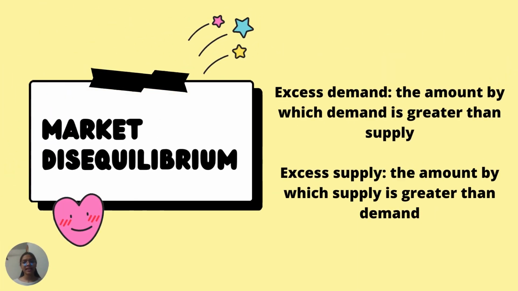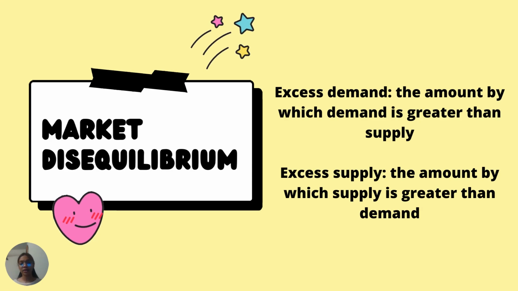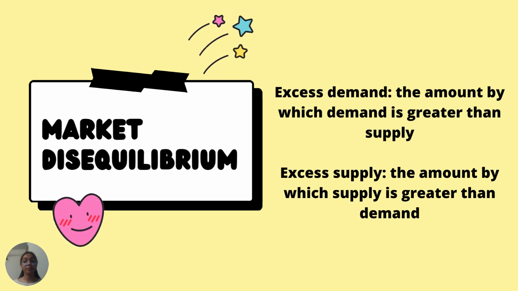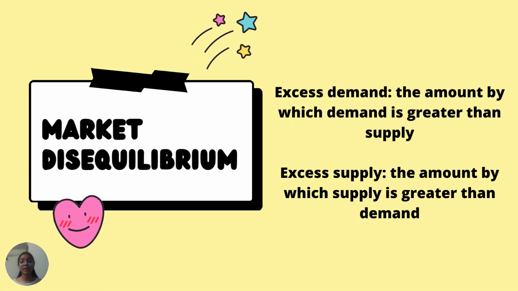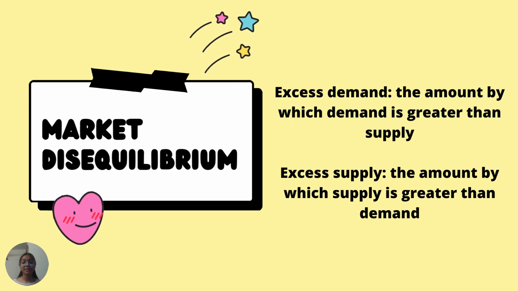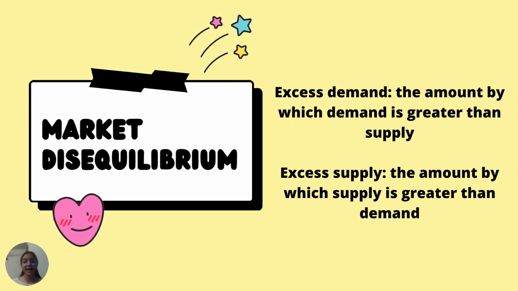Now, sometimes there arises a situation where demand and supply are not equal, unlike at the equilibrium price. And this is known as market disequilibrium. In market disequilibrium, excess demand or excess supply can occur. Excess demand is the amount by which demand is greater than supply, and excess supply is the amount by which supply is greater than demand.